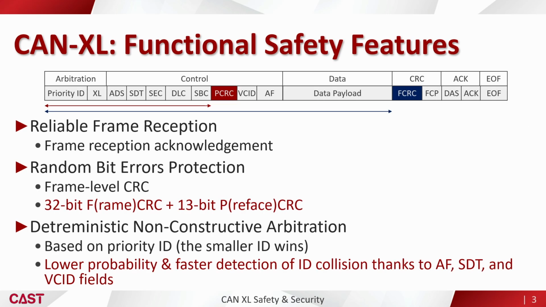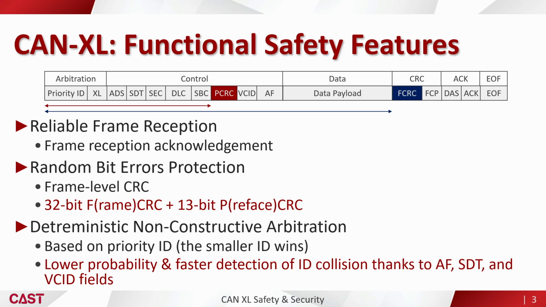On this slide, you can see the structure of a CANxl frame, which consists of an arbitration phase, control fields, a data payload, a CRC section, and an acknowledgement sequence. Let me highlight the key safety-relevant features. First, reliable frame reception. Every frame must be explicitly acknowledged by at least one receiver. If no acknowledgement is received, the transmitter knows the frame was not successfully delivered.